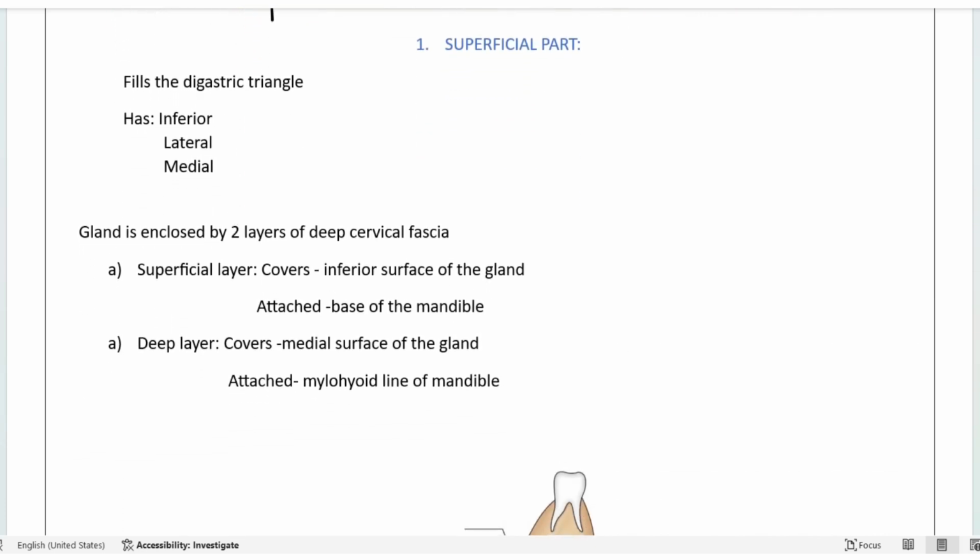Coming to the superficial part, it fills the digastric triangle. It has an inferior surface, lateral surface, and the medial surface. Now we can say that the gland is enclosed by two layers of deep cervical fascia. One is the superficial and the second is the deep layer. Superficial layer covers the inferior surface of the gland and is attached to the base of the mandible, while the deep layer will cover the medial surface and it's attached to the mylohyoid line of mandible.